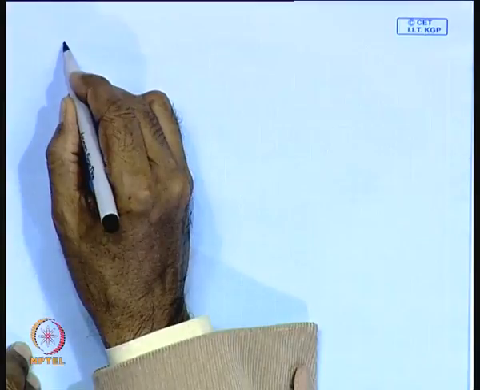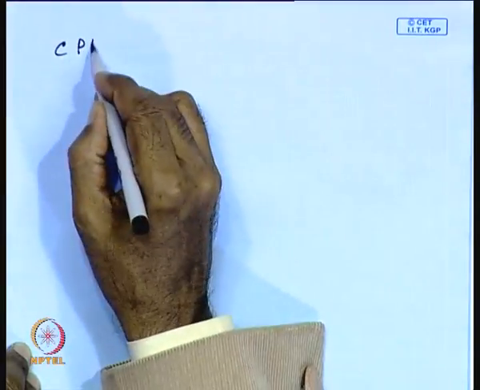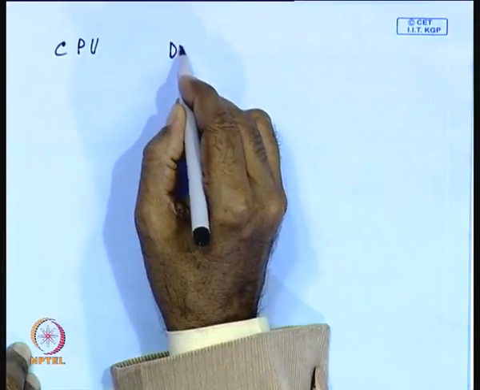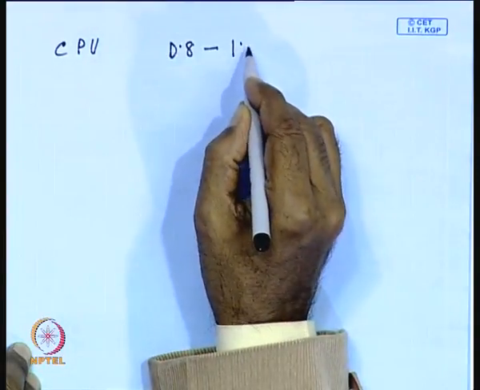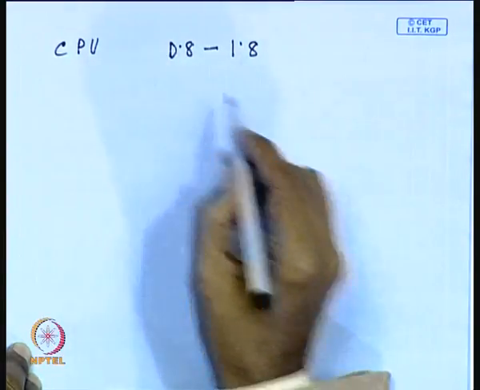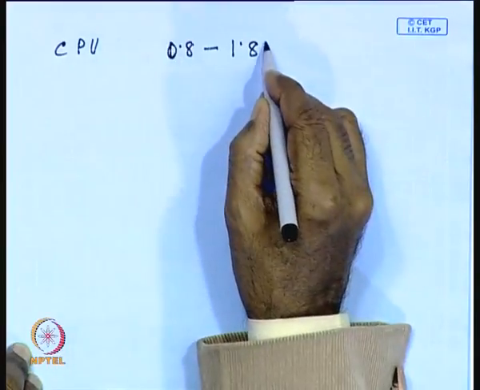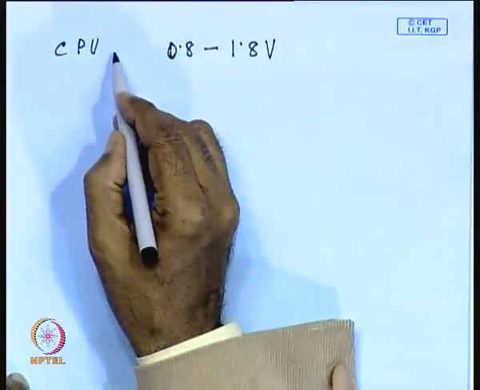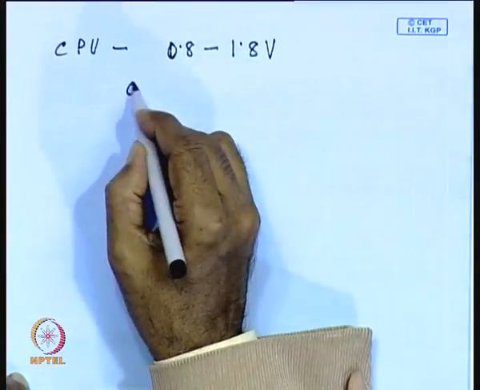processor, any processor, such as a CPU, will operate over a voltage range, maybe say 0.8 to maybe 1.8, let us assume. This is 0.8 to 1.8 volt. This is the operating range of the processor. So, the operating voltage range.